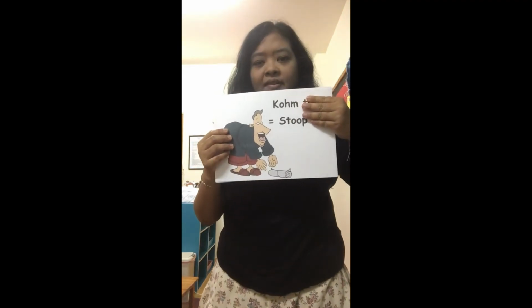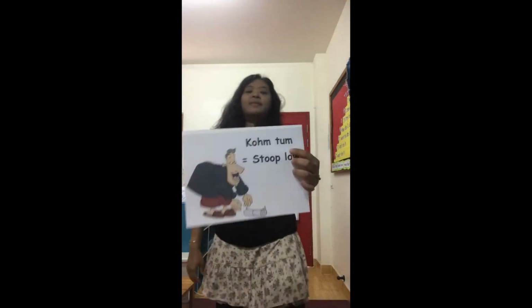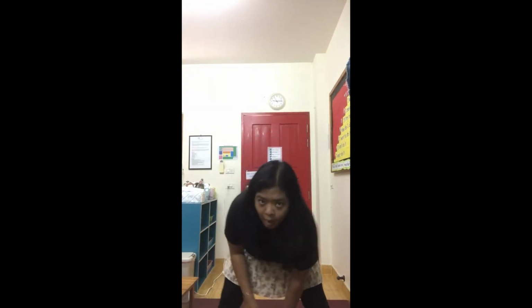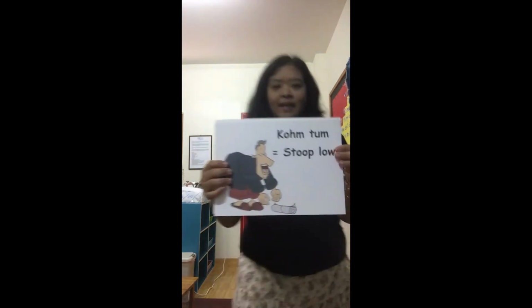Gohm. First of all, gohm means you bend your body down, like this one, gohm. But gohm tam, tam means low. So gohm tam means bend your body low. Gohm tam, gohm tam. Like this one, gohm tam.